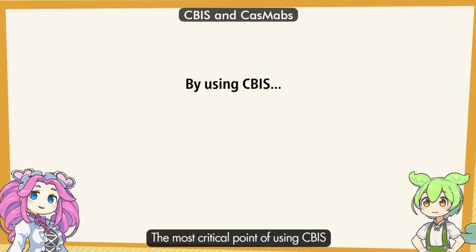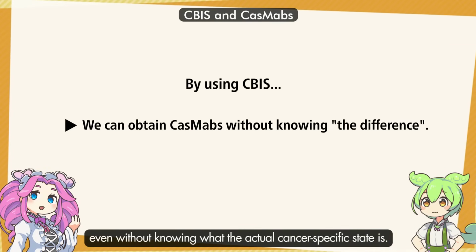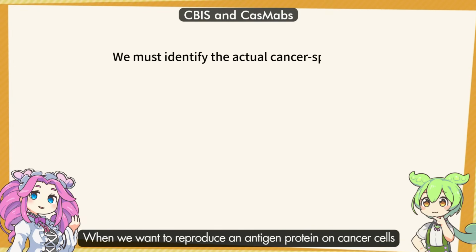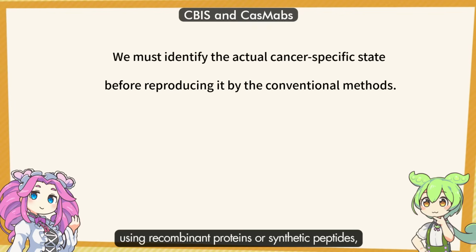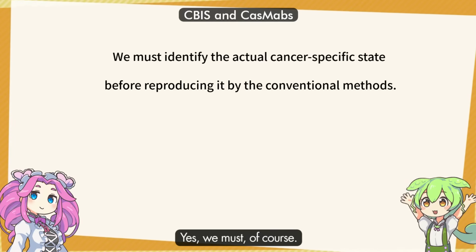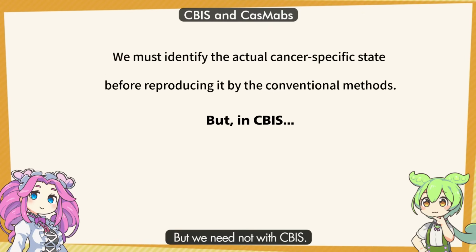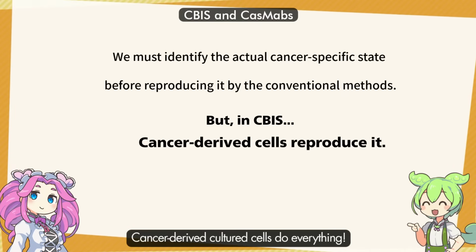The most critical point of using CBIS is that it enables the production of CasMabs even without knowing what the actual cancer-specific state is. What does that mean? When we want to reproduce an antigen protein on cancer cells using recombinant proteins or synthetic peptides, we must know what in the protein differs between normal and cancer cells. Yes, we must, of course. But we need not with CBIS. Yes, indeed. Cancer-derived cultured cells do everything.